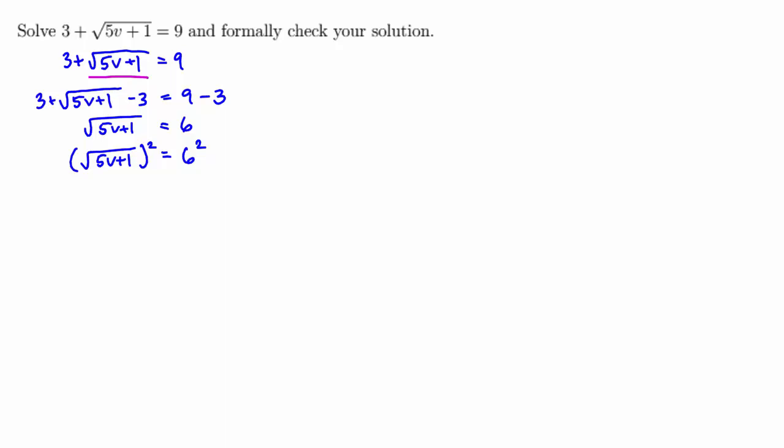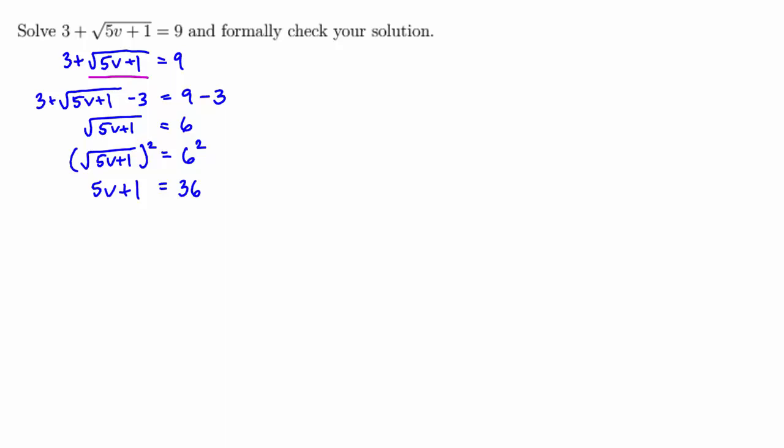On the left side, I have the square root of 5v plus 1. That expression is squared, so it just gives me 5v plus 1. I've taken the square root, I've squared it, I'm left with what's inside that radical. On the right side, I have 6 squared, which will simplify down to 36.